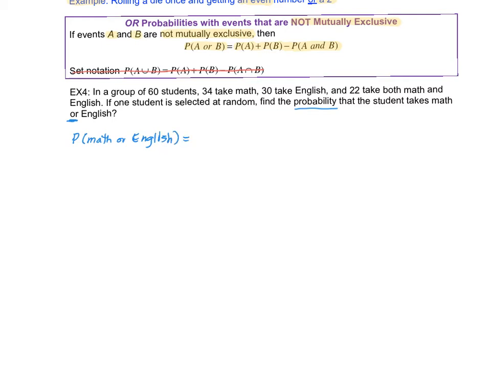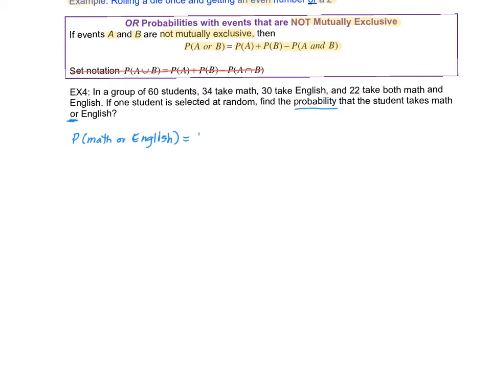Are these mutually exclusive events? Meaning, if you pick a student, is it possible that they're taking both math and English? And the answer is yes, because 22 of these students are taking both math and English. So this is an example of events that are not mutually exclusive.